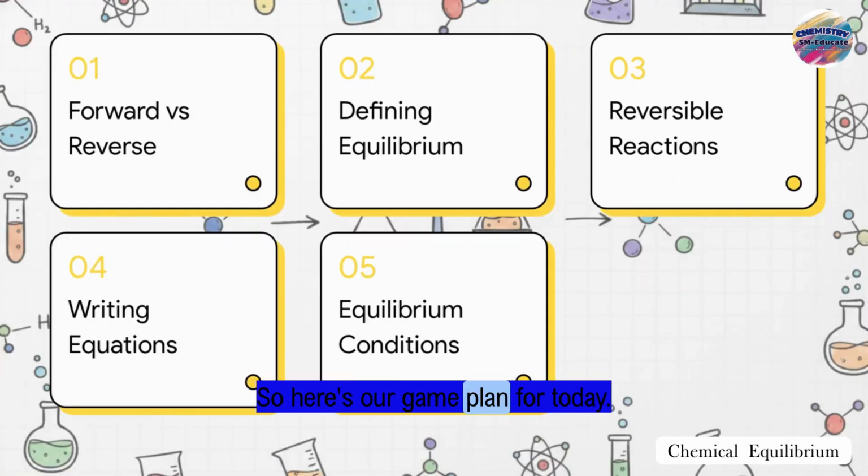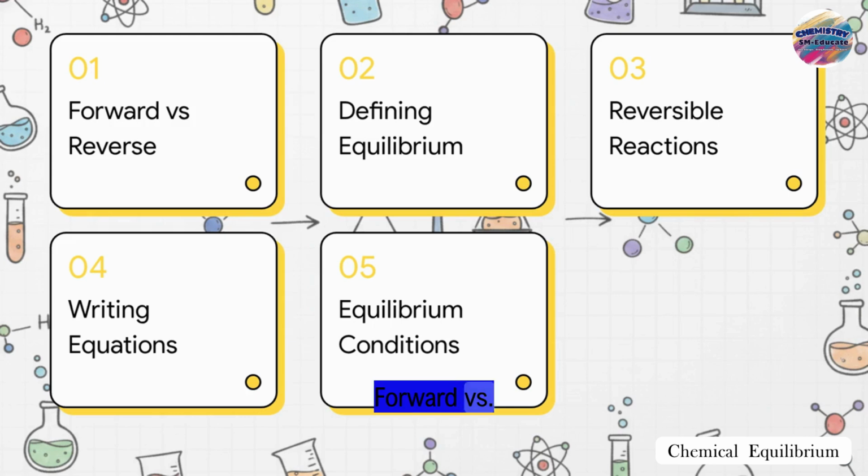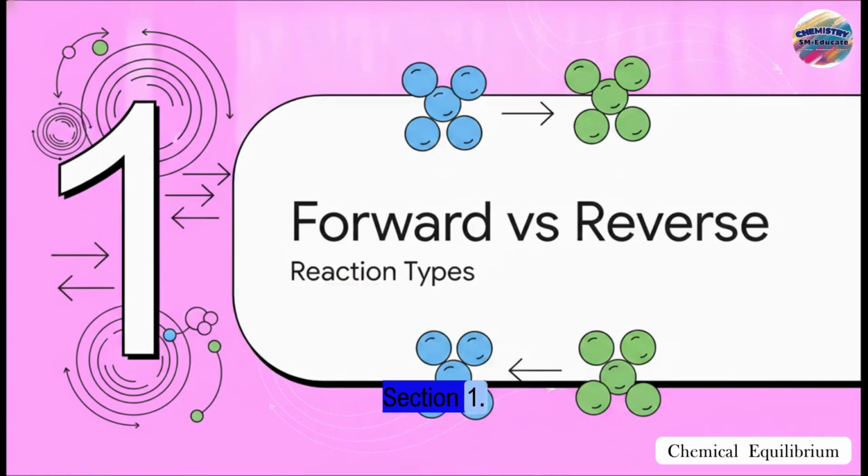So here's our game plan for today. 1. Forward versus reverse reactions. 2. Defining chemical equilibrium. 3. Examples of reversible reactions. 4. Writing reversible chemical equations. And 5. Conditions affecting equilibrium. Let's do this.